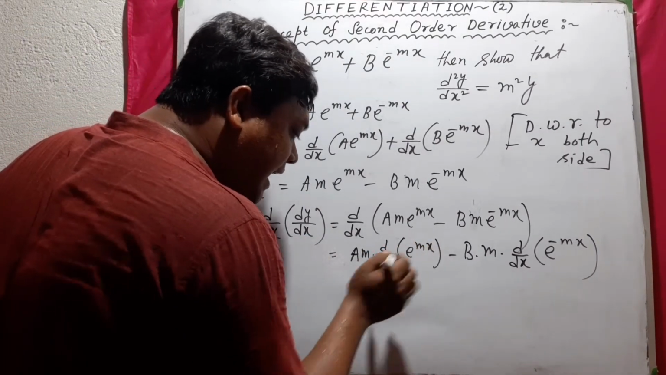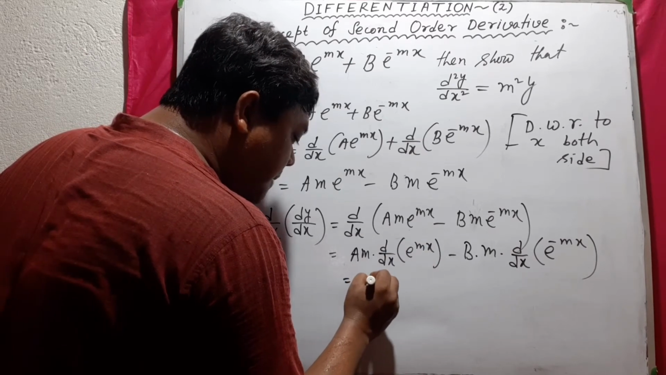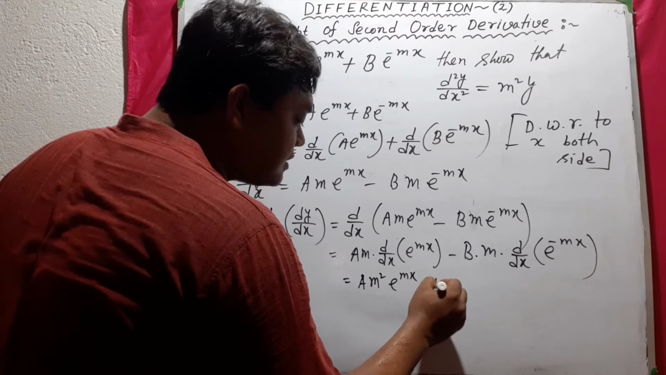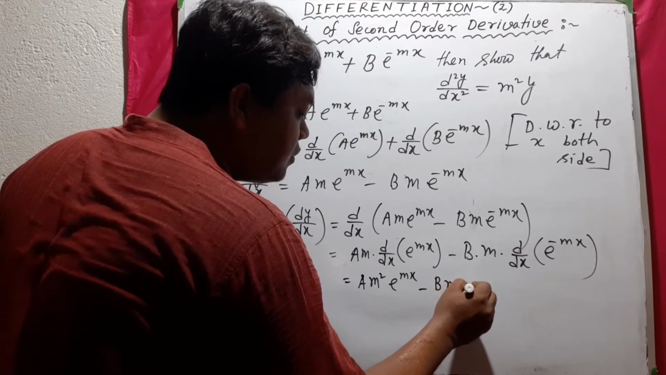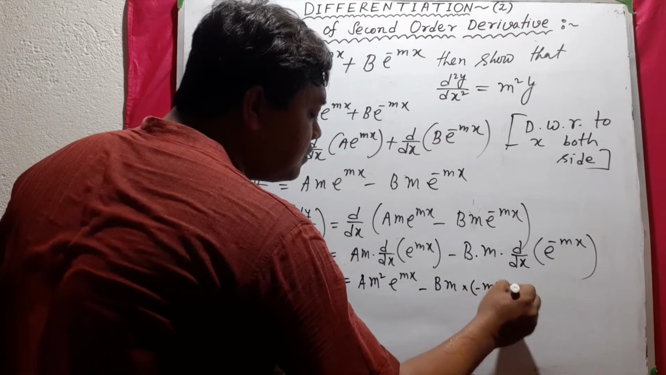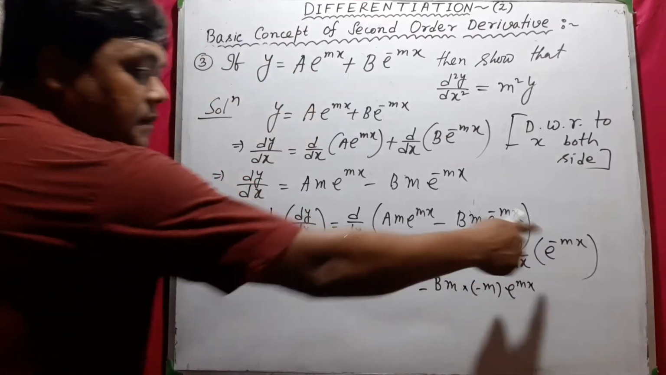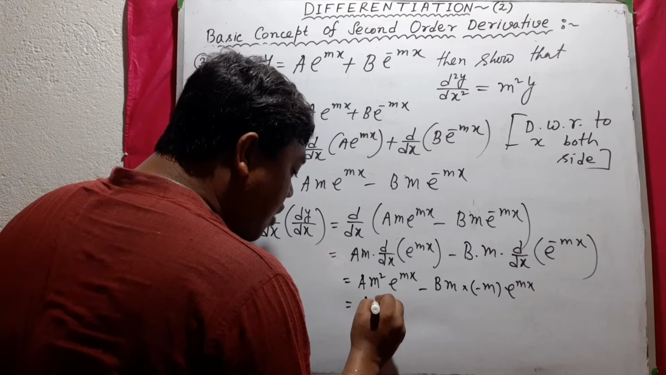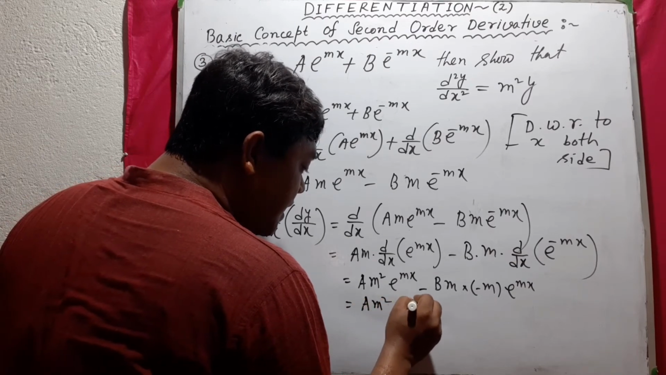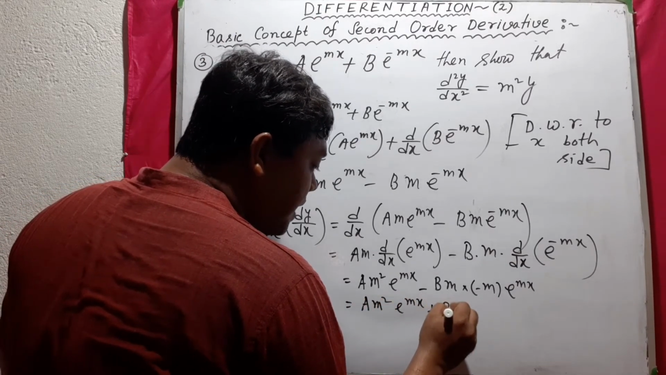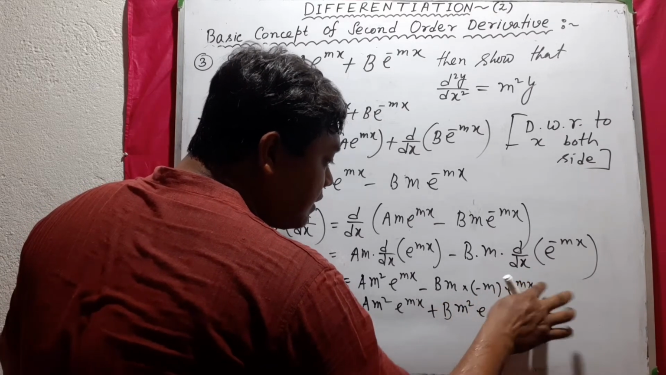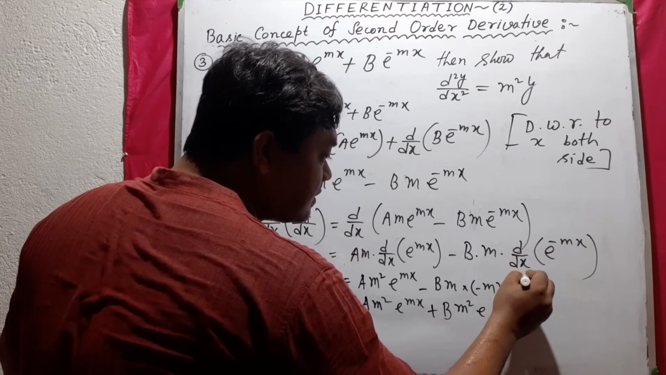করলে m, তাহলে একটা m চলে আসবে, তাহলে am স্কয়ার e to the power mx minus bm into minus m into e to the power mx, আর একটা মাইনাস m চলে আসবে, তাহলে বেসিক্যালি পেলাম কি am স্কয়ার e to the power mx প্লাস মাইনাস মাইনাস প্লাস bm স্কয়ার e to the power minus mx.